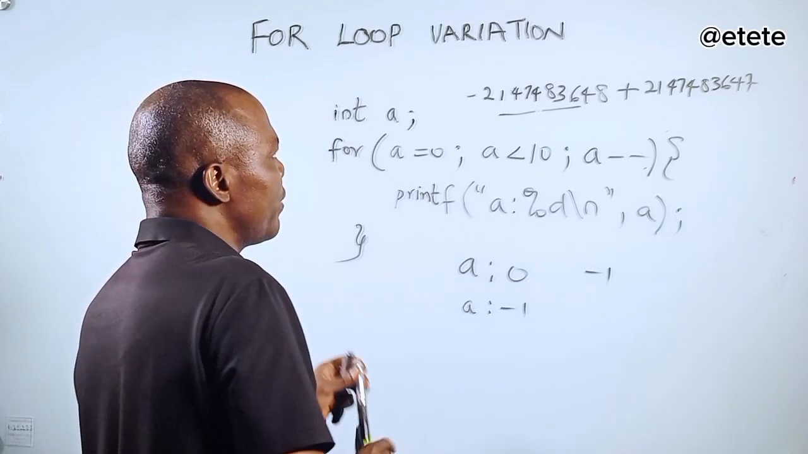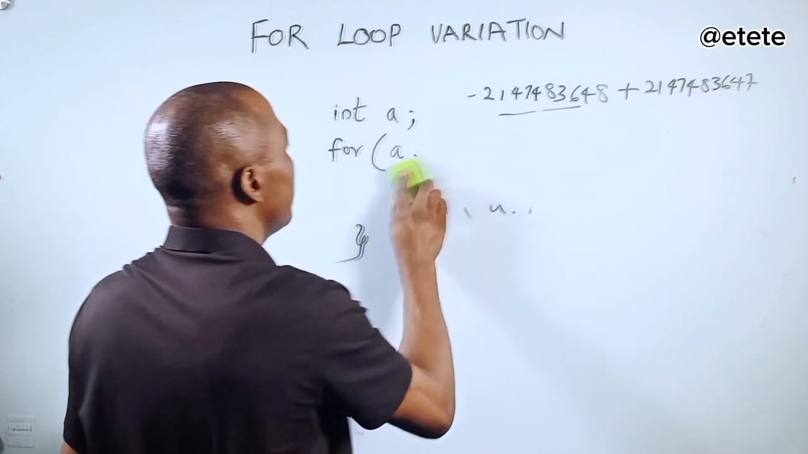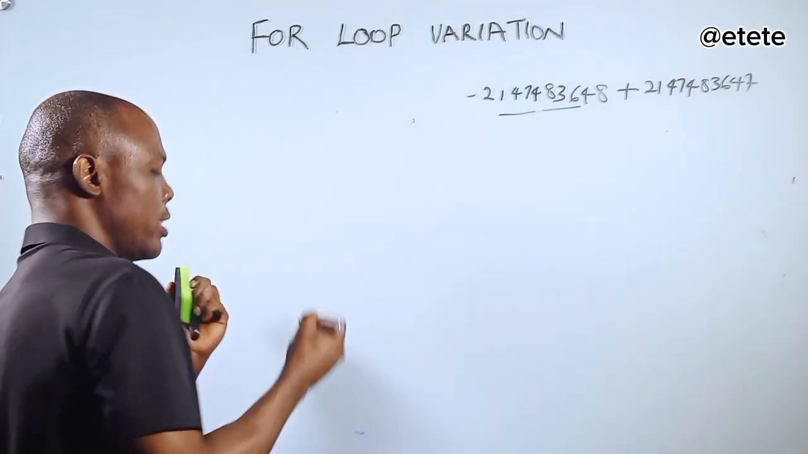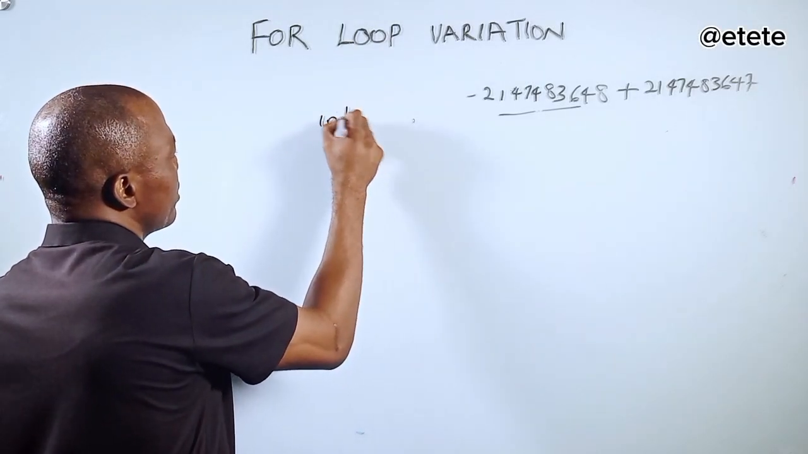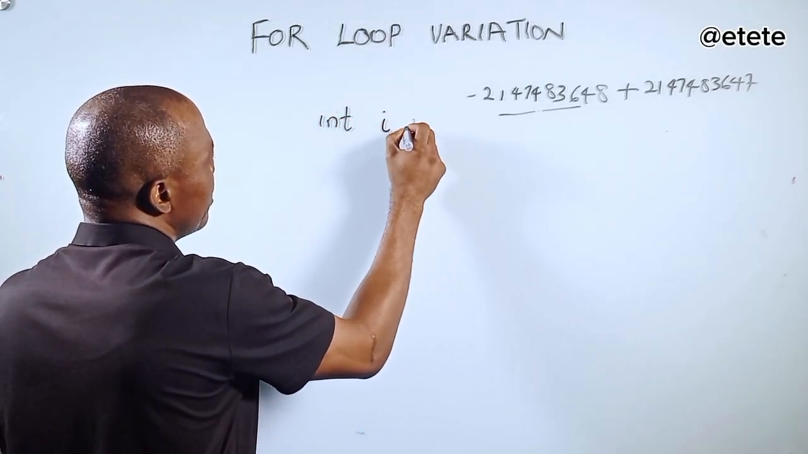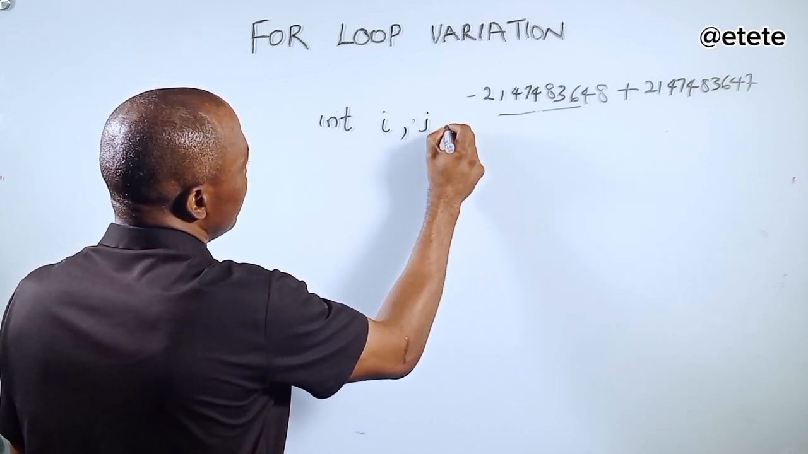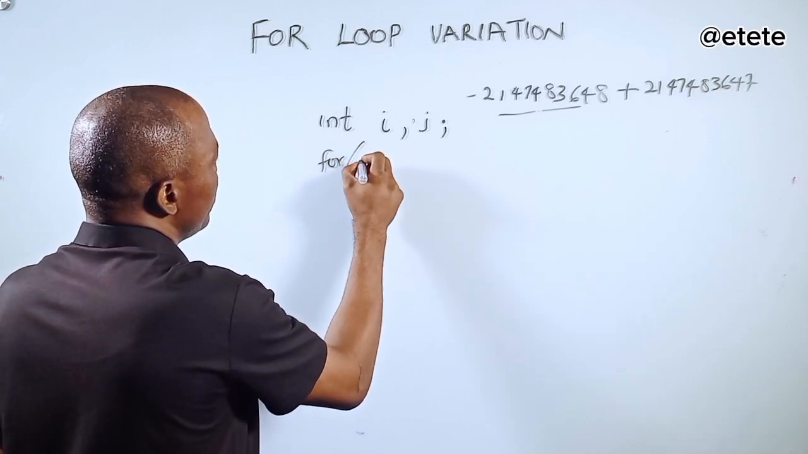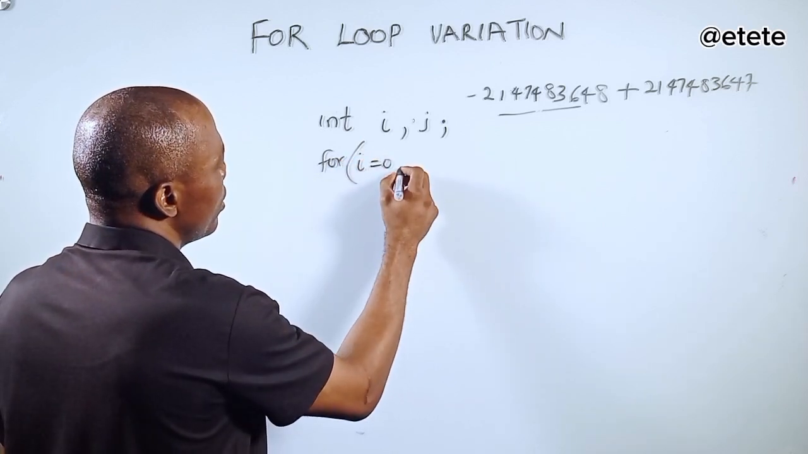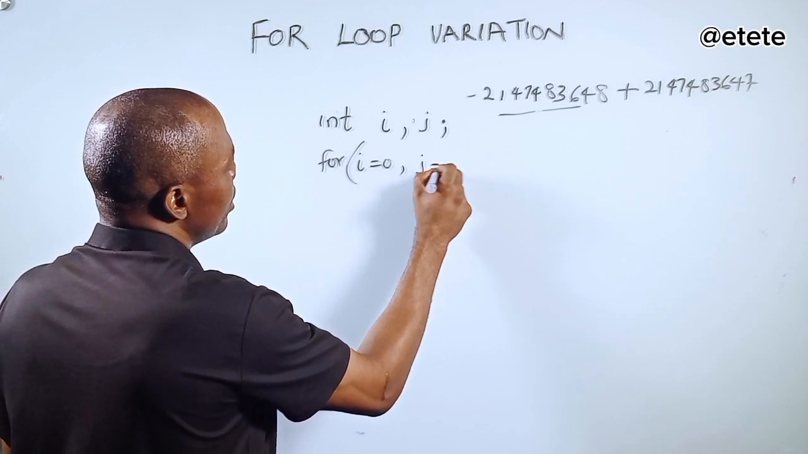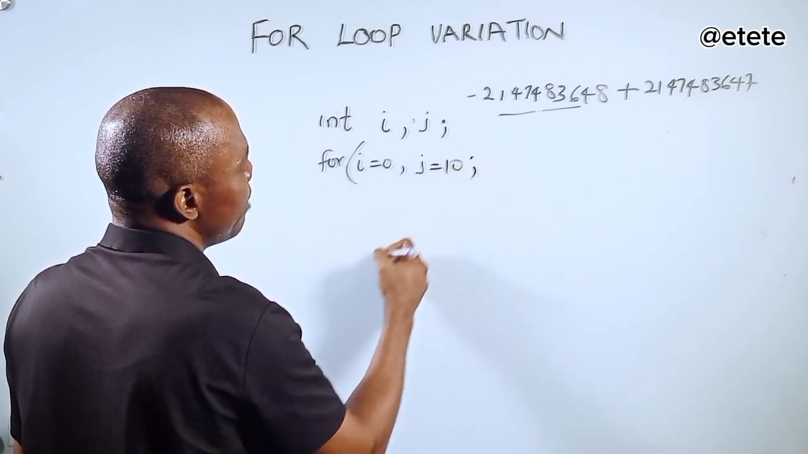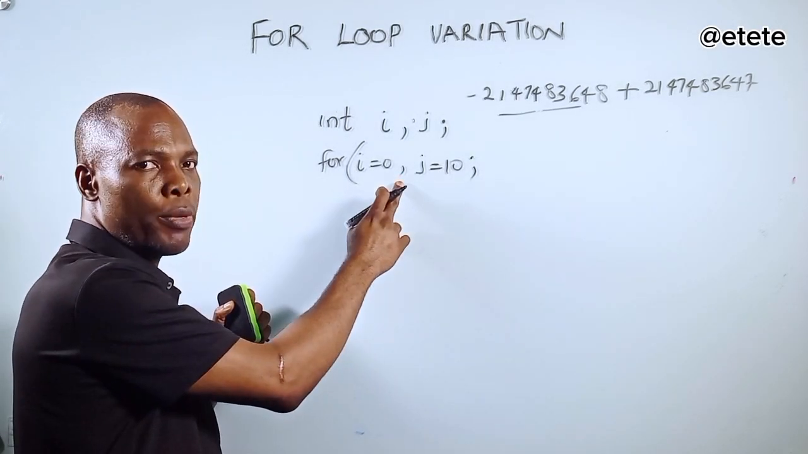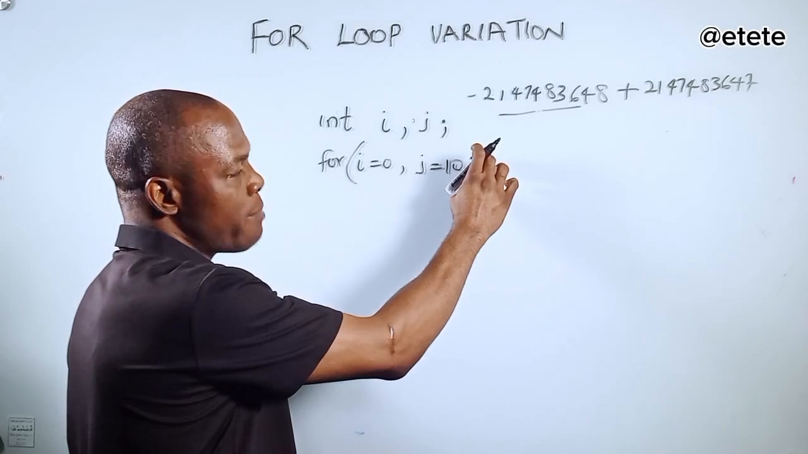And then the last variation that I will show you is where you have double. The last variation is I can declare int i, j, right? I can do this, and then I will initialize i equals to 0, comma, j equals to 10. Then I will have this. So I am bringing in two variables. So I'm using this comma operator to separate them. Then I will have my semicolon.